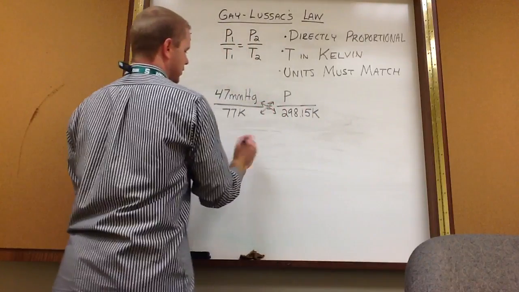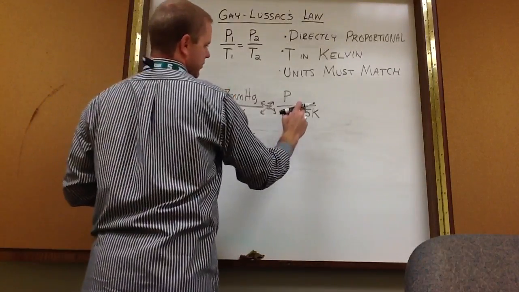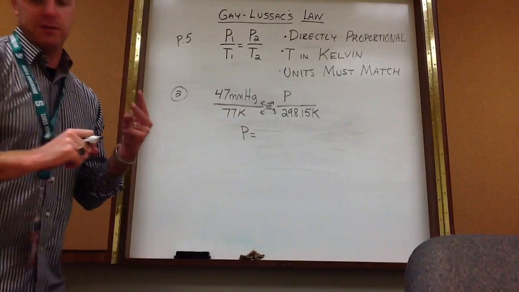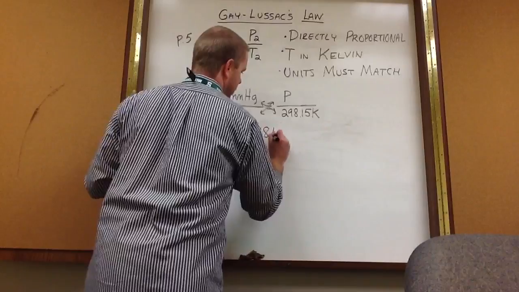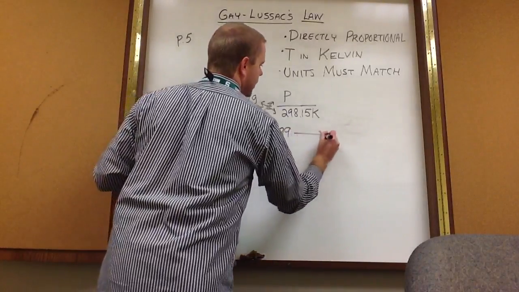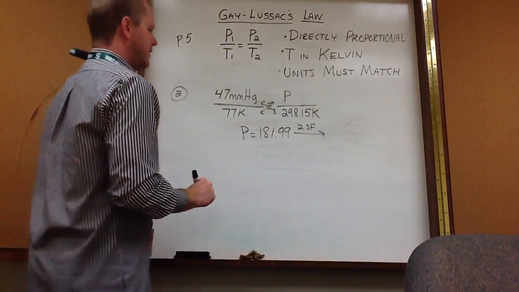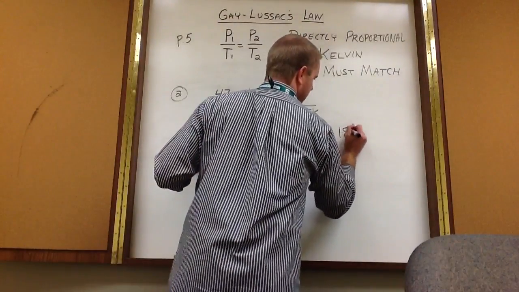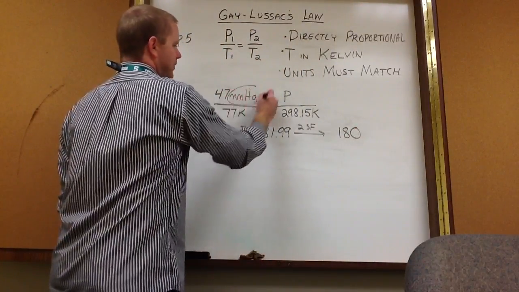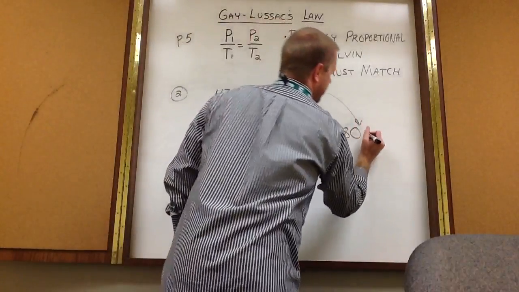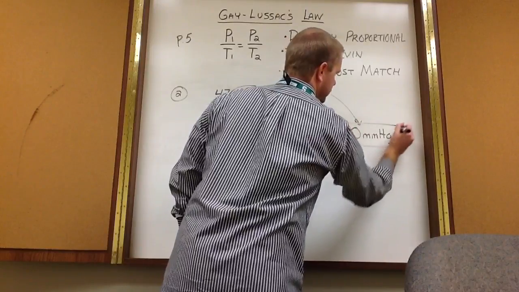You cross multiply, you do your algebra. 2 significant figures, 2 significant figures, 5 significant figures. So for your answer, I can only have two significant figures. When I do the math originally, it's a weird thing, I get 181.99, right? But I'm only allowed two significant figures. So it's a little tricky here. What I did was I said, okay, this is 180, no decimal place. Units have to match, right? So therefore, it's 180 millimeters Hg.